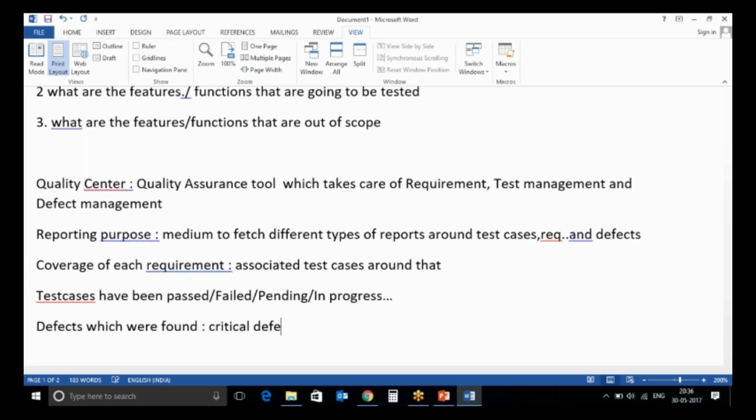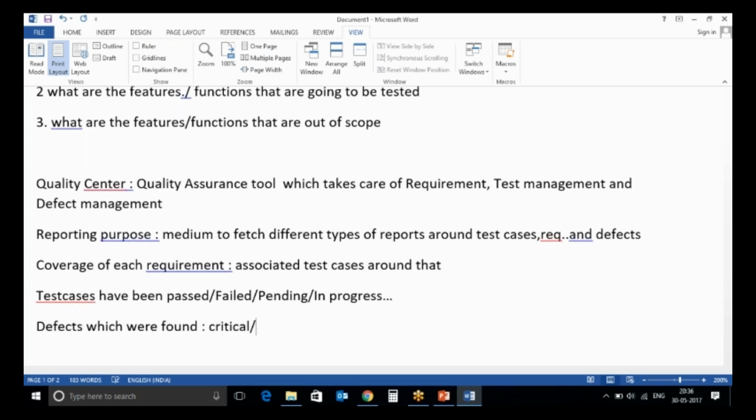So a critical defect is when your whole workflow in a project is blocked. Let's say we talk about Amazon.com, where you have an option to go and buy any product, and you're stuck at the add to cart, you're not able to add any product to the cart. That's a critical defect.